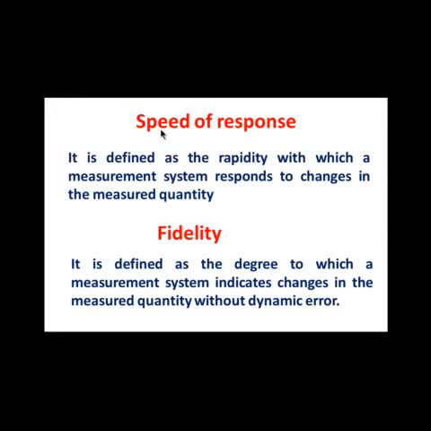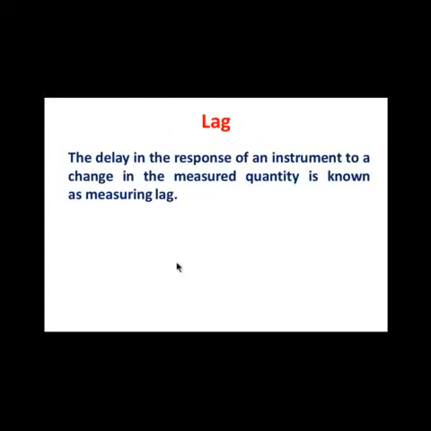Next we have speed of response. Speed of response is defined as the rapidity with which a measurement system responds to a change in the measured quantity. So the speed of response of the system should be good. Fidelity is defined as the degree to which a measurement system indicates changes in the measured quantity without any dynamic error. So how well our measurement system can perform without dynamic error. So the fidelity of the system should be high.